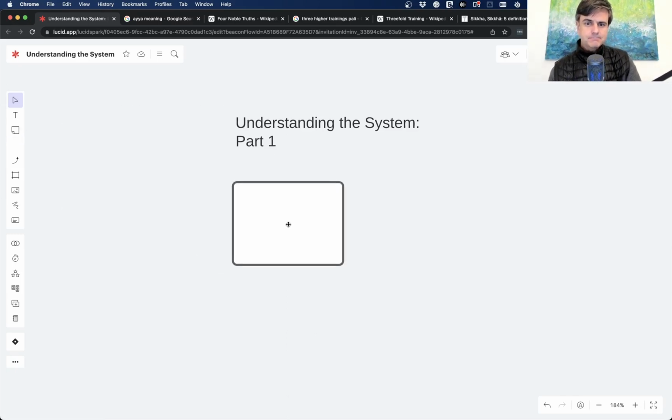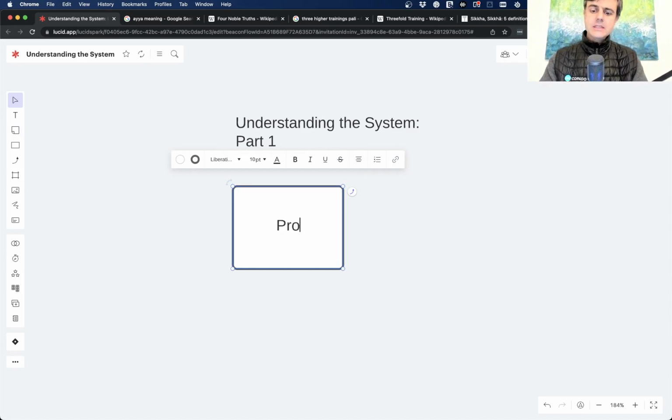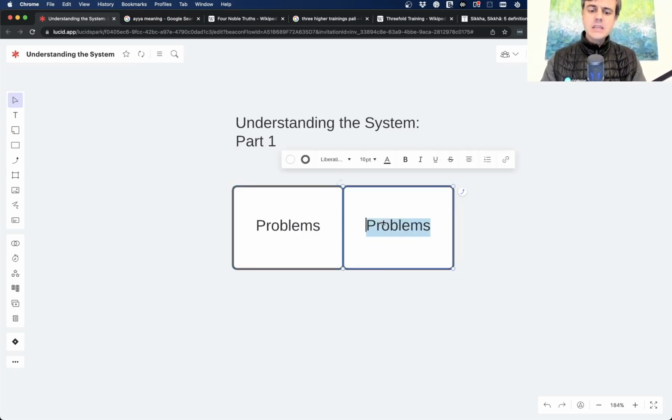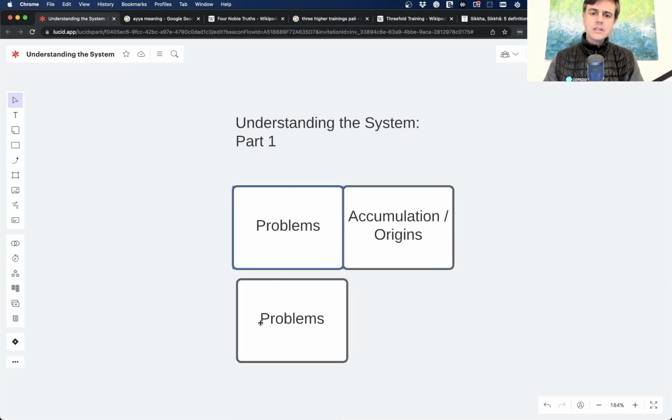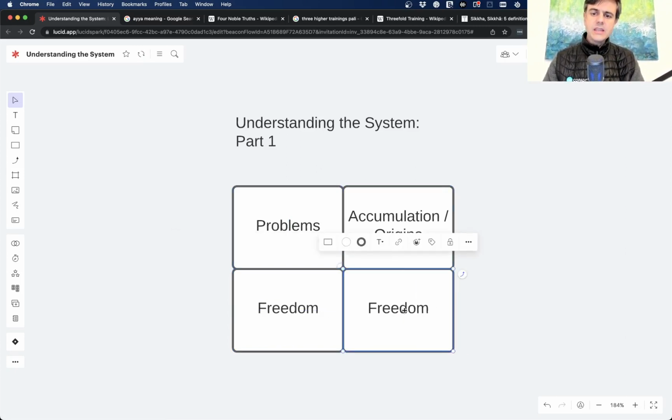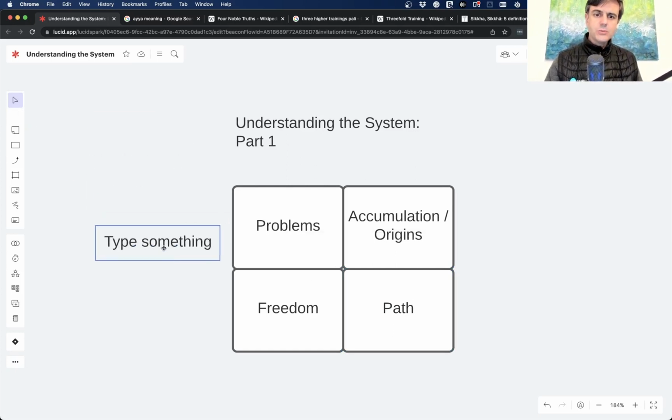So to help you to understand these, I'll just define them and describe them here. First of all, problems. The second is the accumulation of those problems, or origins of those problems. The third is freedom from those problems. And the fourth is the path to attaining that freedom. So these four are called the Four Truths, or sometimes the Four Noble Truths.